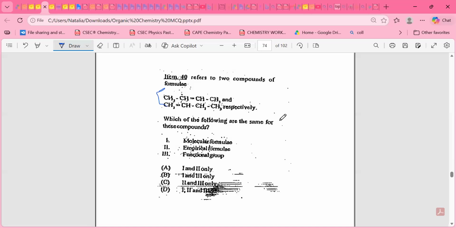Which of the following are the same for these compounds? They have the same molecular formula. They will both have the same empirical formula. Both of them are C4H8, and both of them have empirical formula CH2. And they have the same functional group, which is the carbon-carbon double bond. So the answer is D.